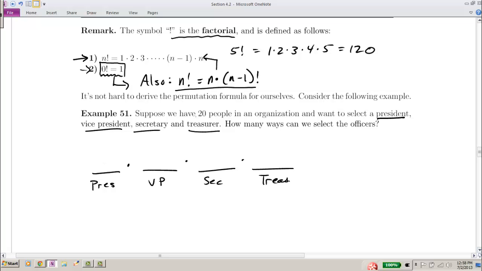So I've got 20 people in an organization, and I'm going to make a choice. Only one of them can be president. So if I choose the president first, that means I've got 20 people to choose from. Now, a person can't serve 2 offices at the same time. So once I've chosen that, I've only got 19 choices left for VP. That leaves us with 18 choices left for the secretary, followed by 17 choices left for the treasurer. And if we multiply all these together, we'll get 116,280.